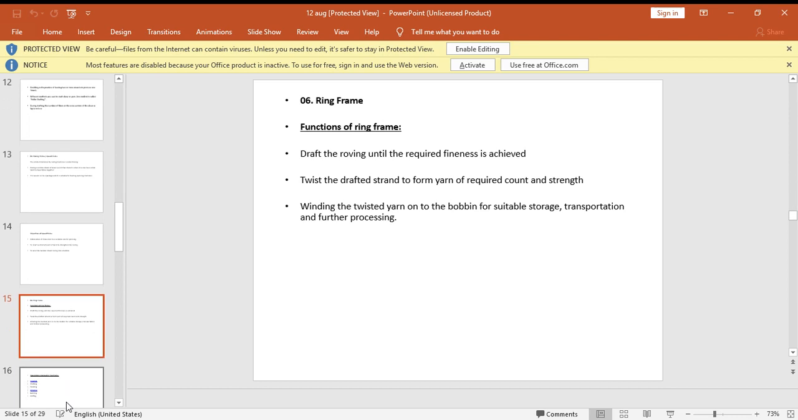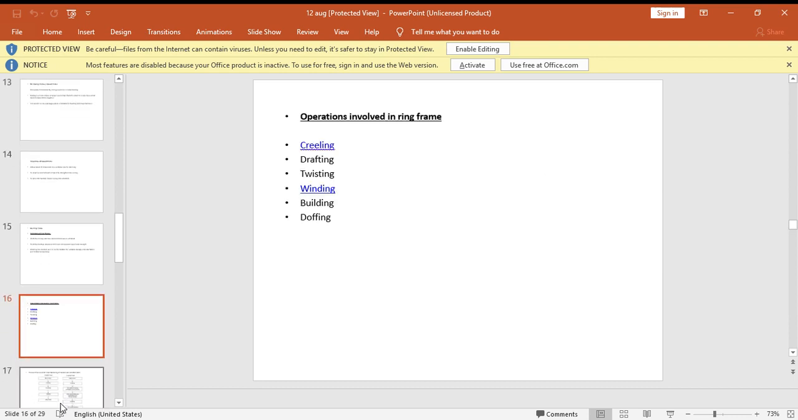Lastly, the ring frame. The functions of the ring frame are to draft the roving until the required fineness is achieved, twist the drafted strand to form yarn of required count and strength, and wind the twisted yarn onto the bobbin for suitable storage, transportation, and further processing. The operations involved in ring frame are creeling, drafting, twisting, winding, bundling, and drawing.